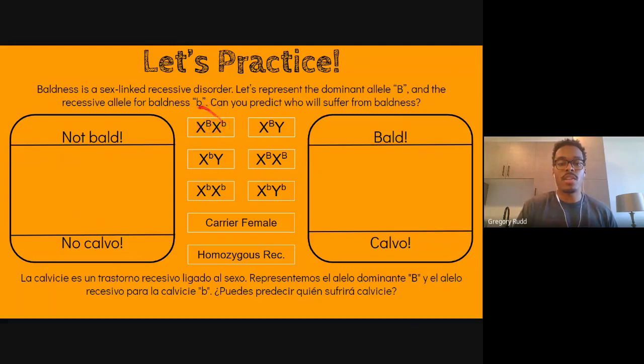So let's look at this first genotype here. Is this person bald or not bald? Not bald. Yes, good, Joseph. This person is not bald. Why? Because they have a dominant allele. That dominant allele is going to take over and it's going to hide this recessive allele. What about this person right here? Are they bald or not bald?